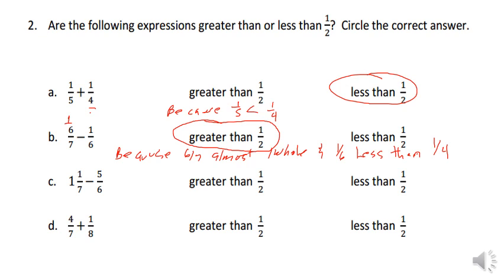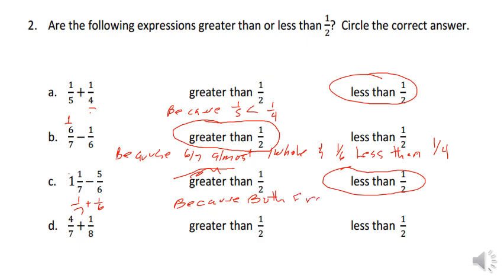On C, I know that if I took 1 minus 5/6, I end up with 1/6, and 1/7. Now, I know 1/6 is less than 1/4, and I'm going to add another one that's less than 1/4, so there's no way it's going to be greater than 1/2, so it's going to be less than 1/2. That's because both fractions are less than 1/4.